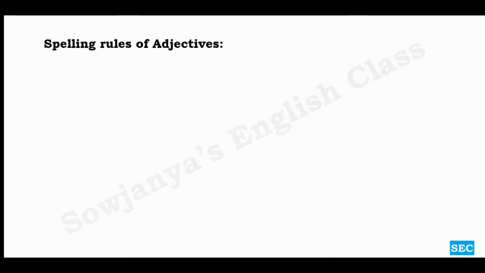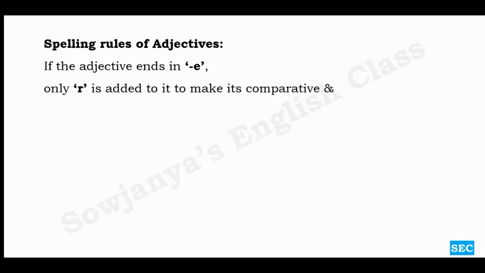Spelling rules of adjectives. This is really important. Children usually make mistakes in this particular area. If the adjective ends in E, only R is added to it to make it comparative, and ST is added to it to make it superlative. See, instead of adding ER, we simply add R. Instead of adding EST, we simply add ST.